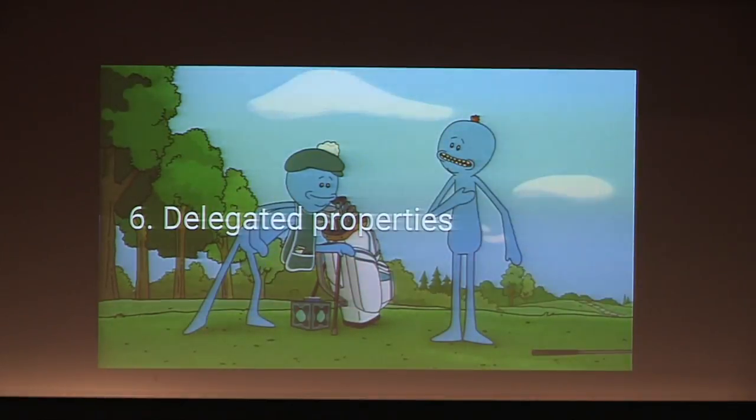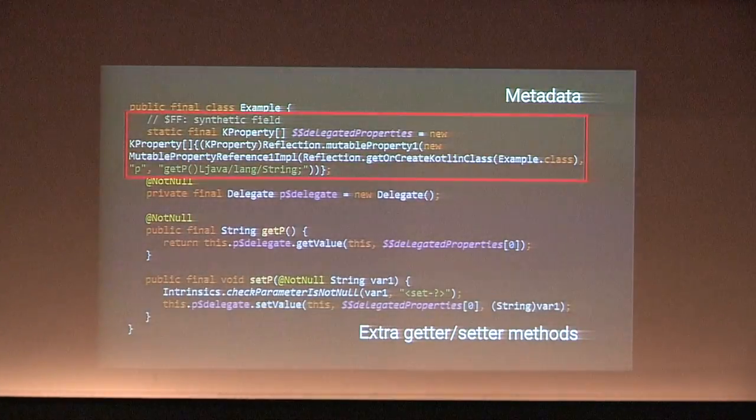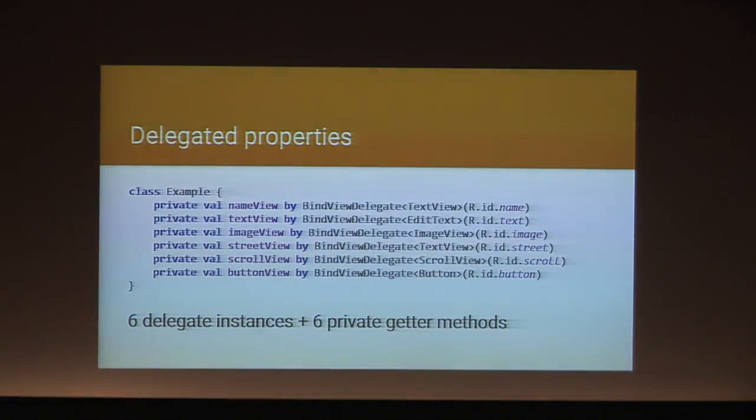Now let's talk about delegated properties quickly. So this is a simple example of a delegated property. I'm not going into the details of what it does. I assume that everybody is familiar with it. When you write a delegate, it's actually going to add quite a lot of code. There is a lot of metadata about your delegates in the class. And then it's going to add an extra getter and setter method if it's a var, or just a getter if it's a val. So this is not a lot, but it can grow quickly.